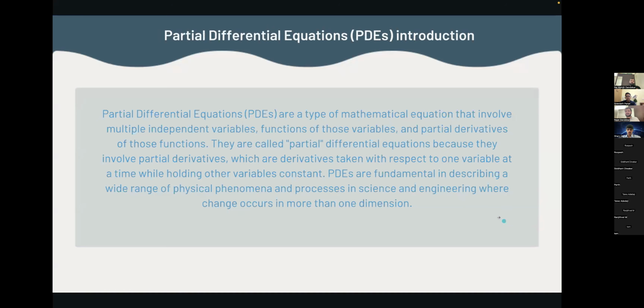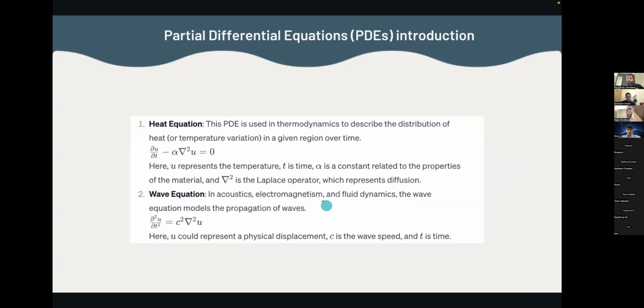Then what are partial differential equations? Partial differential equations are basically equations like these. Let's say we consider the heat equation. So we have an operator which is called the del operator. Now, why is this a partial differential equation? Because there are multiple independent variables. We have time here as well as x and y.